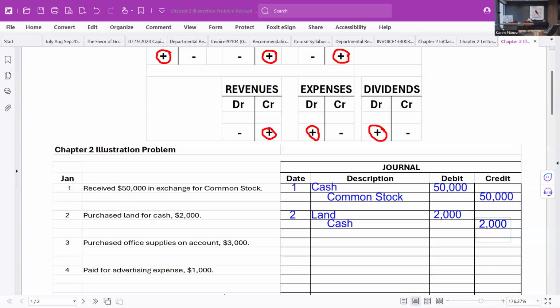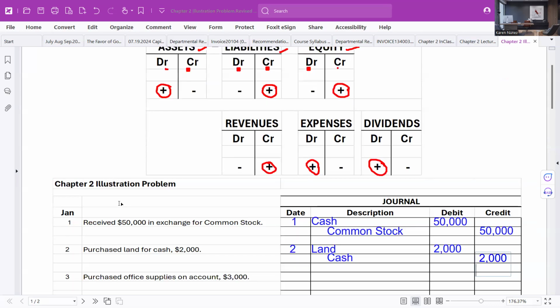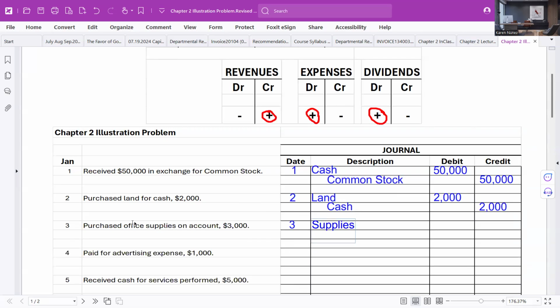Next, we've got the purchase of office supplies. Supplies is an asset. We need to increase that asset. How do you increase an asset? You increase an asset with a debit. So we need to debit on January 3rd this supplies account for the purchase. We're going to debit the supplies account for the purchase of supplies for $3,000. So that purchase here for $3,000 for the supplies.